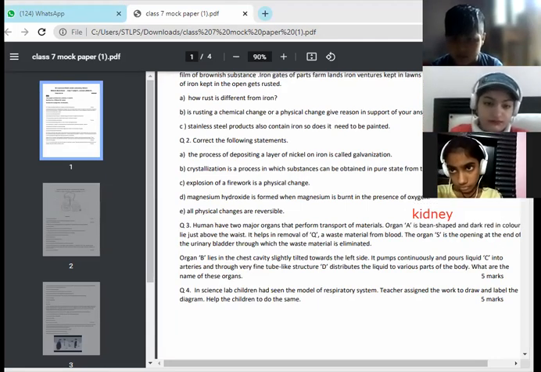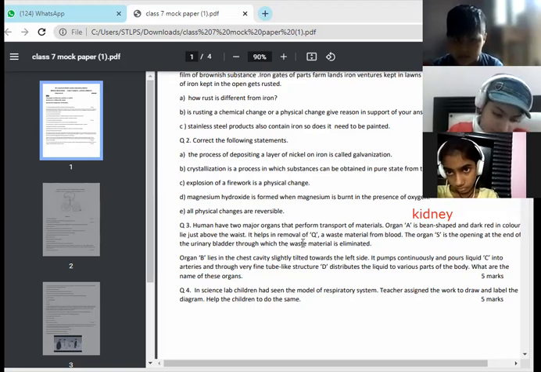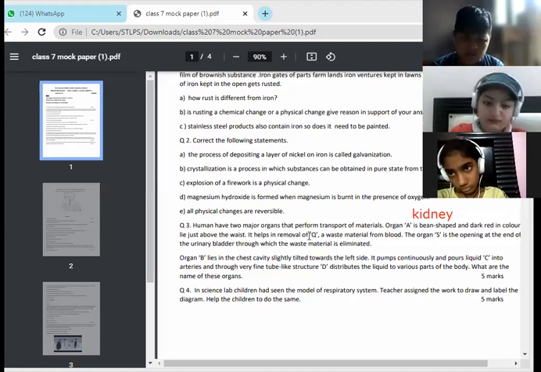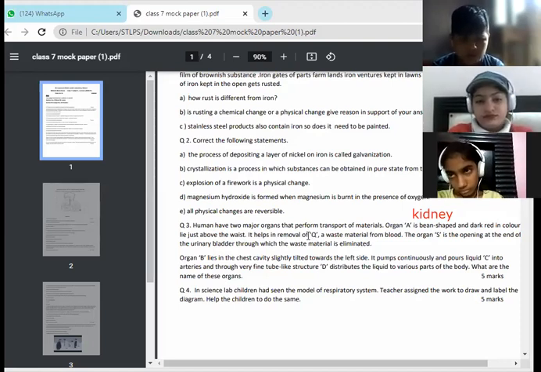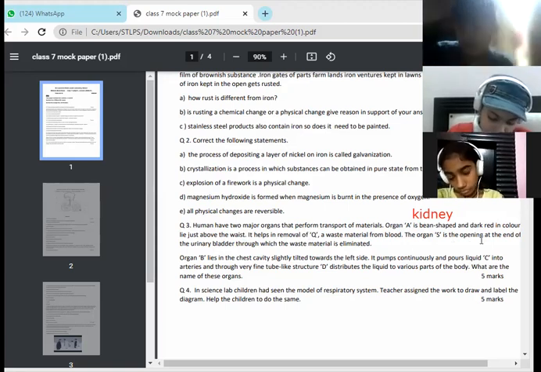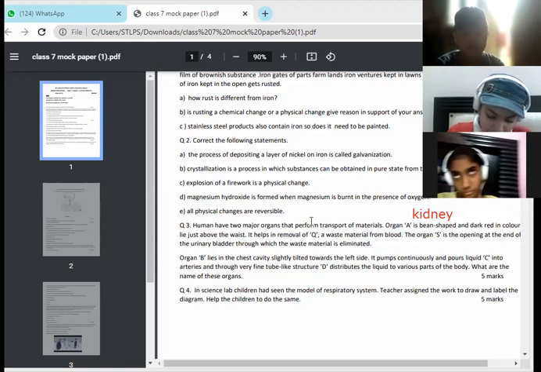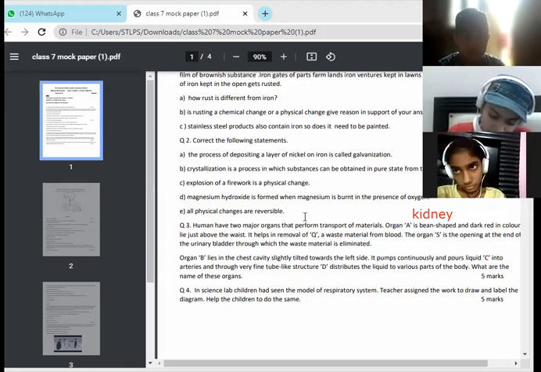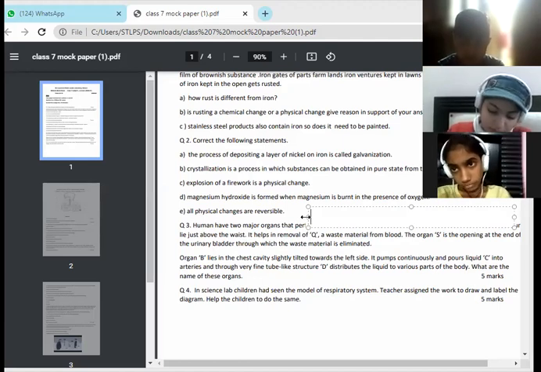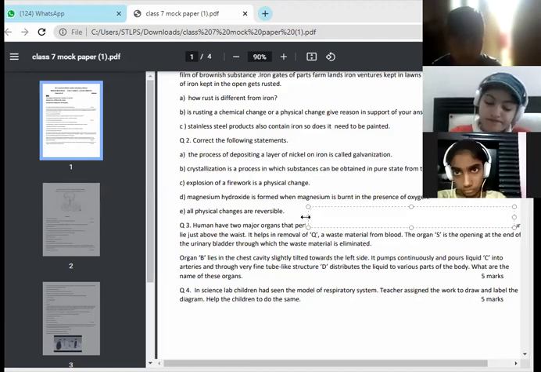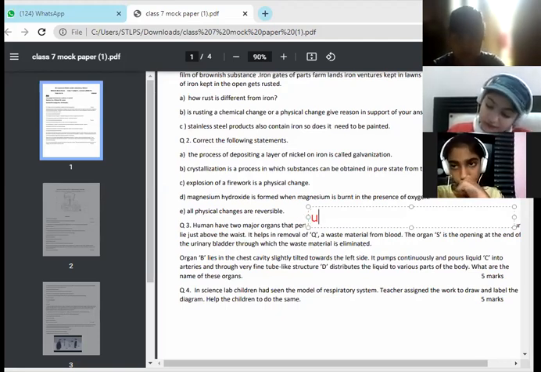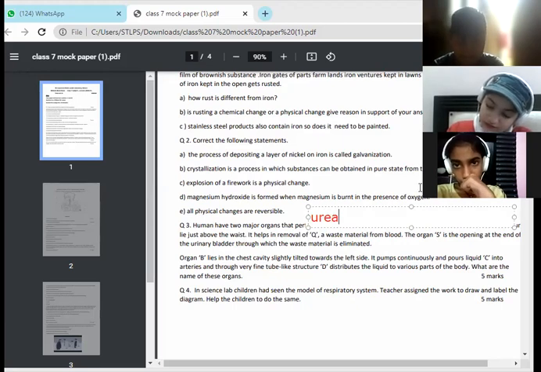Kidney. And what is Q? It helps in the removal of Q, a waste material from our blood. What does Q stand for? Ma'am, Q stands for urea. Very good. Urea. Now you have got it that we are talking about the excretory system, so you should know what is excreted.